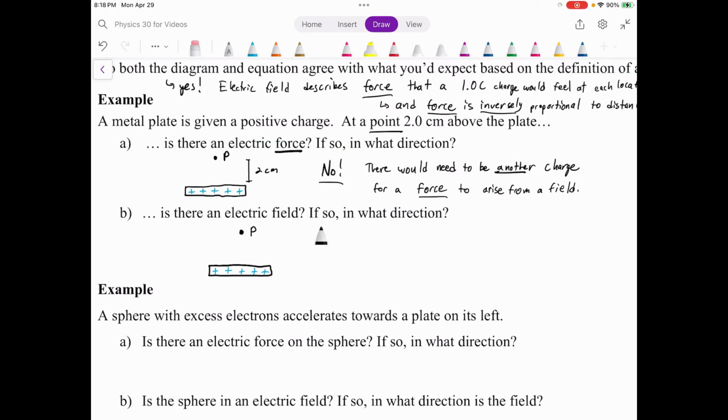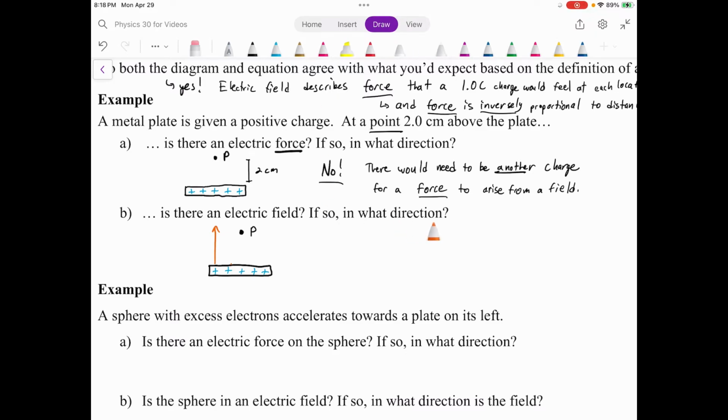And so we kind of just touched on it, but in part B here it asks, is there an electric field at this location? And if so, in what direction? Okay, so it is near another charge, right? We know that charges generate electric fields. So this is generating an electric field, right? If another charge were to enter this field, it would feel a force as a result of that field, right? So this is generating a field. Remember, nothing needs to actually be feeling a force at the moment for the field to exist.